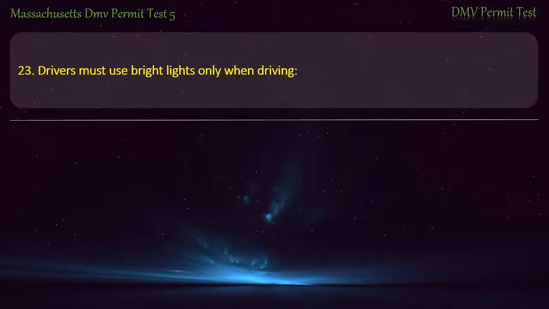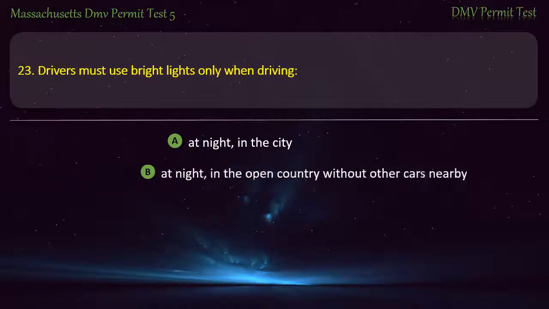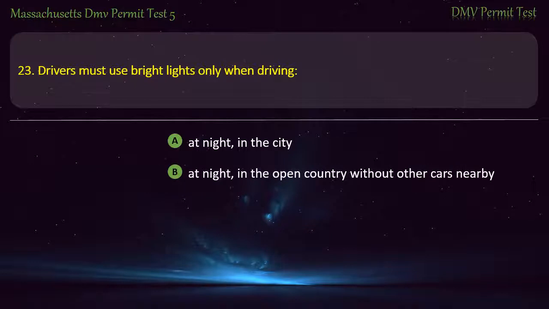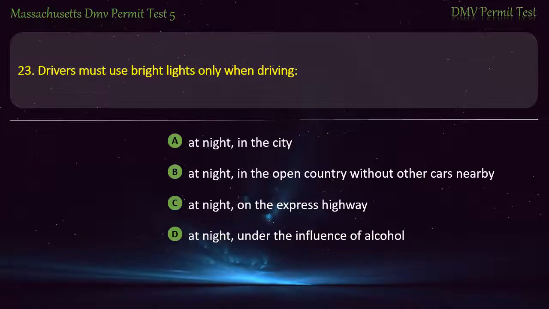Question 23. Drivers must use bright lights only when driving: at night, in the city; at night, in the open country without other cars nearby; at night, on the express highway; at night, under the influence of alcohol. Answer: At night, in the open country without other cars nearby.